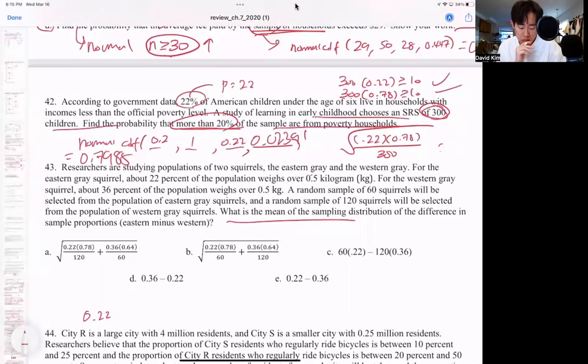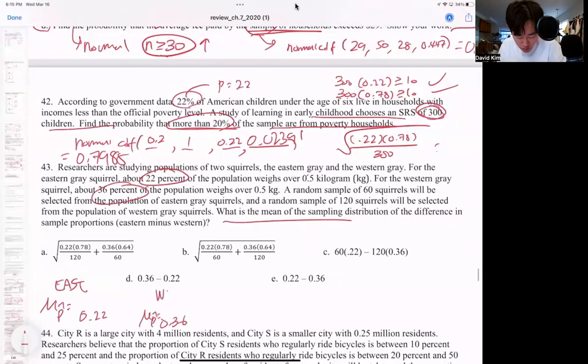So it seems to me that the proportion for the Eastern gray squirrel is 0.22, and we're talking about p at this point. So the mean of the sample proportion should also be equal to that, and this is for the East. And for the West, 36%, so the mean of the sample proportion will be 0.36. What is the mean of the sampling distribution of the difference? We're talking about East minus West. So that's simply 0.22 minus 0.36, and 43 should be E.